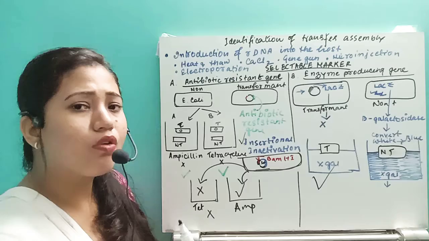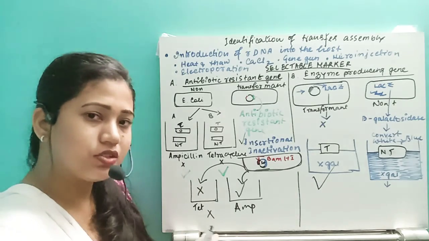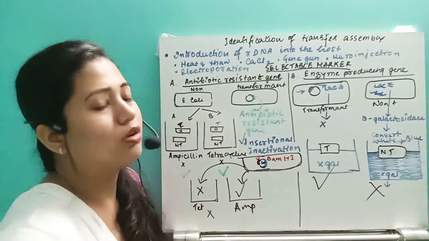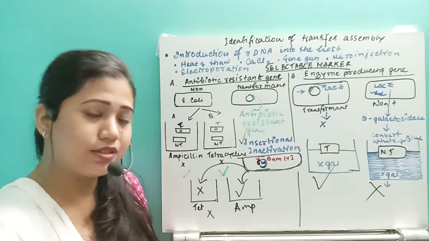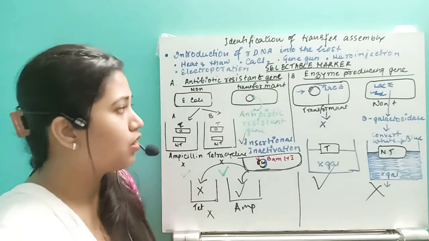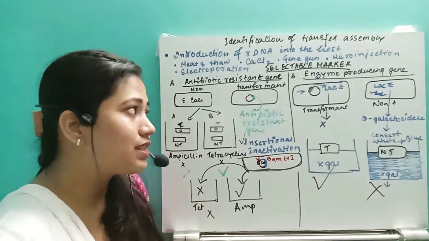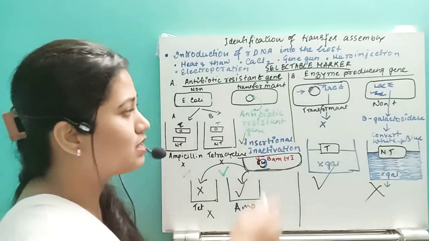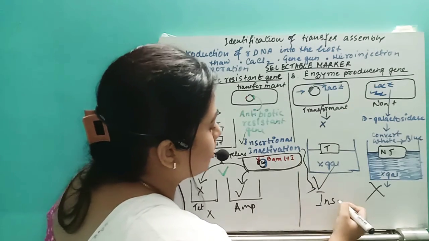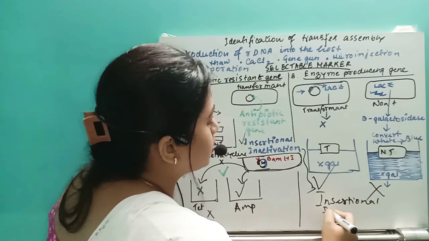So we don't know which host has our desired gene fragment or not. We just insert it into the X-gal. If it turns blue, that means the whole procedure is wrong, and if it remains white, that means our experiment has been done successfully. So these are the two different types of selectable marker. And this whole method is known as insertional inactivation.